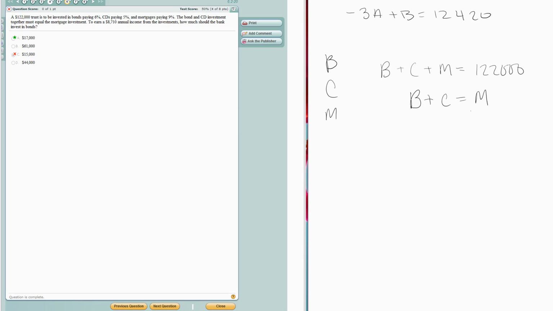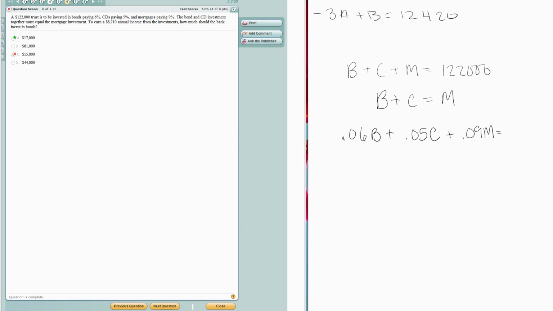And then the last one tells us how much we want to get from the interest. We're told that $8,710 comes from the investment. So we're going to use the interest. So we're told that bonds have 6% interest, so we'll do 0.06 times B. Plus the CDs have 5%, so plus 0.05 C. Plus mortgages are 9%. And we want that investment to be $8,710.